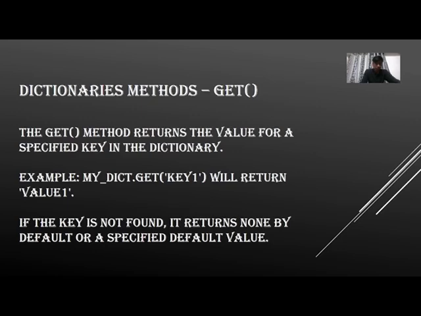Dictionary methods. Get function. The get method returns the value for a specific key in a dictionary. Example, my_dict.get(key1) will return value1. If the key is not found, it returns None by default, or a specified default value.